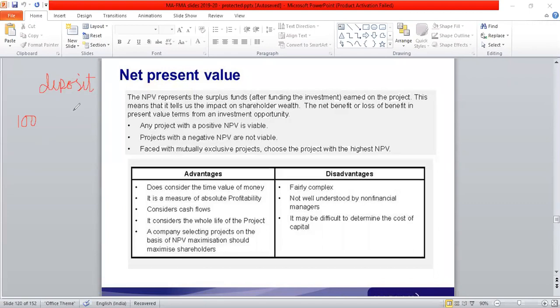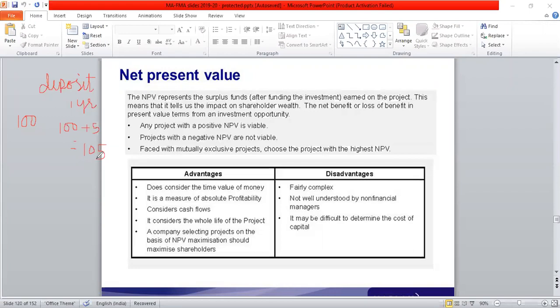So after 1 year, what will happen to this 100 at the end of 1 year? 100 will be there intact, plus the bank will also pay 5 rupees interest. So this is totally 105. If there is 105 rupees 1 year later, that is worth 100 rupees as of today. Today's 100 rupees is equal to 105 rupees 1 year later.